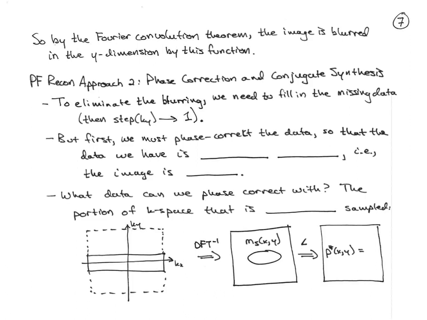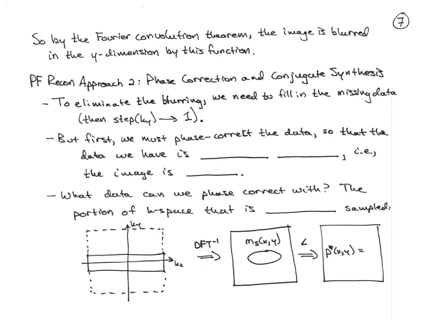So by the Fourier convolution theorem again, the image is blurred. When we do this zero filling reconstruction, the image is going to be blurred in the y dimension by this function. And if you look at the Pauly partial Fourier reading that was assigned for this lecture, in figure 5 he shows an example image using that approach.